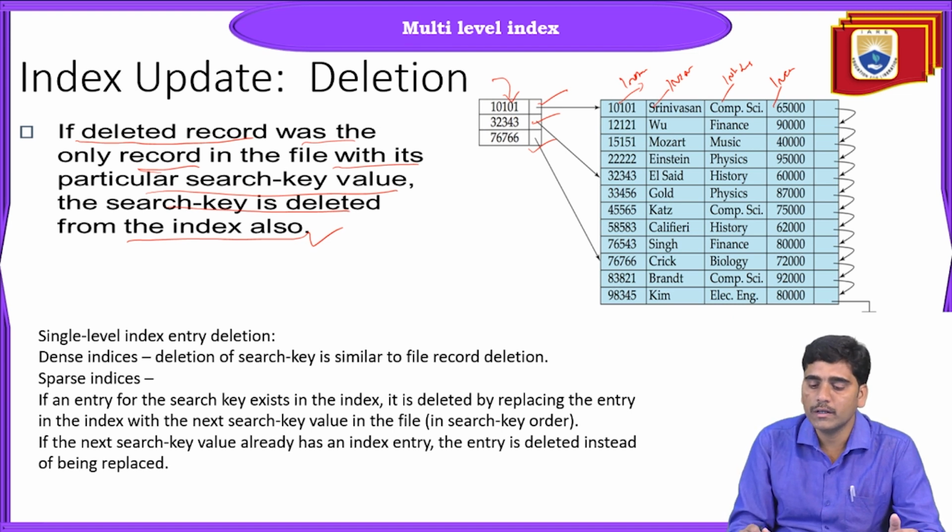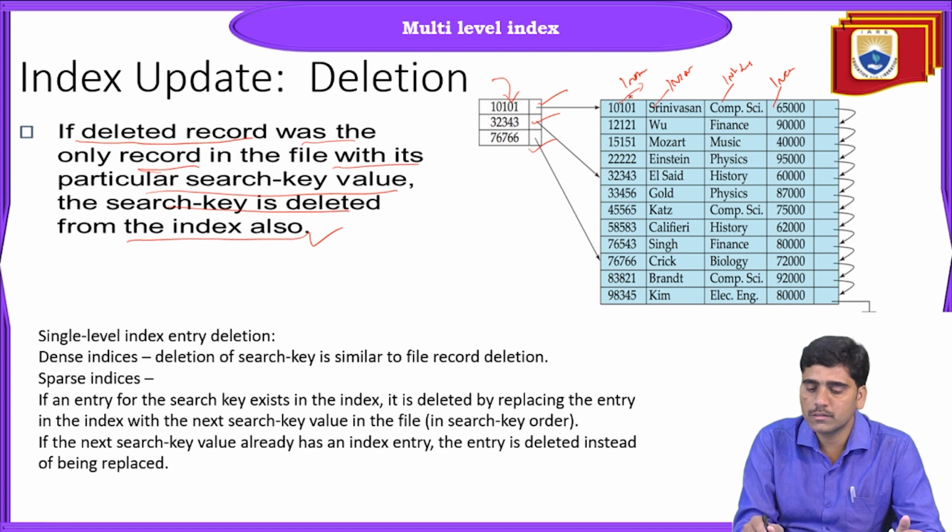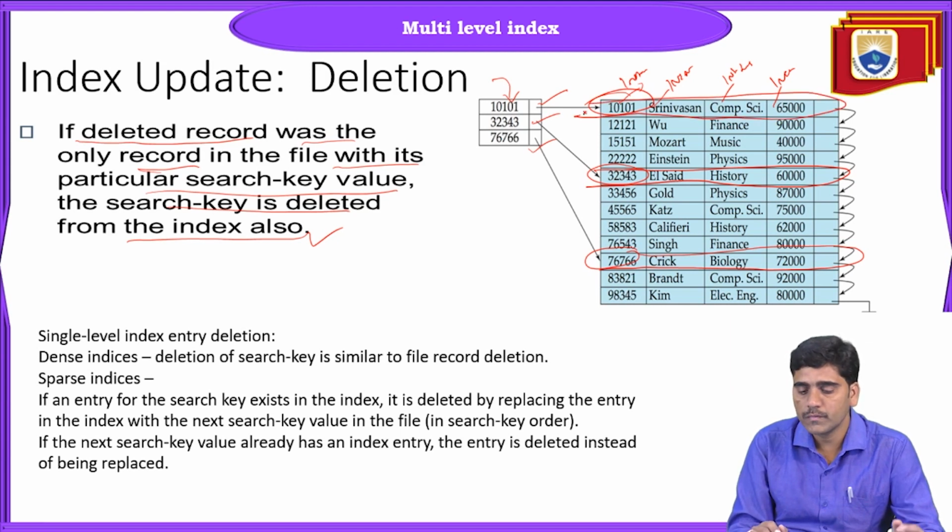So at that moment, based on that search key value you are going to delete the record, which means it automatically deletes the search key value also. Because we are deleting all the records from this index based on your search key value.